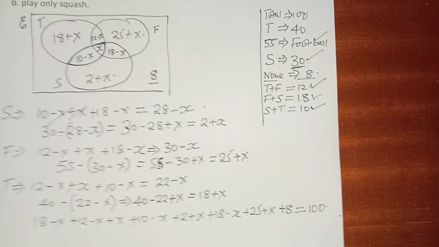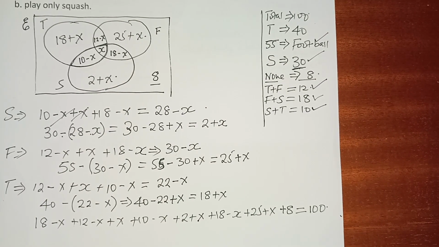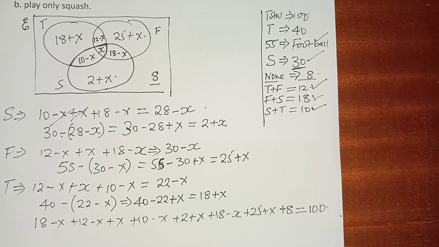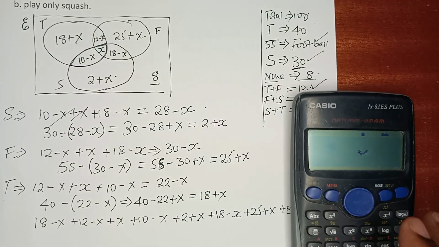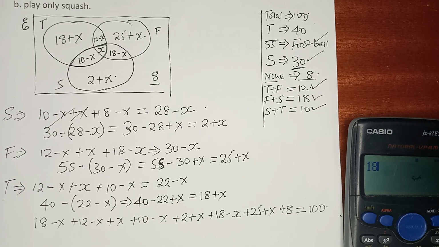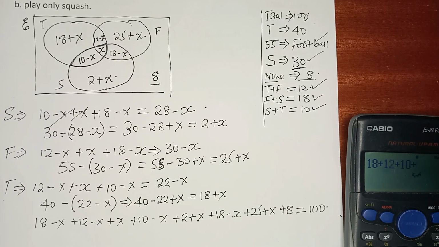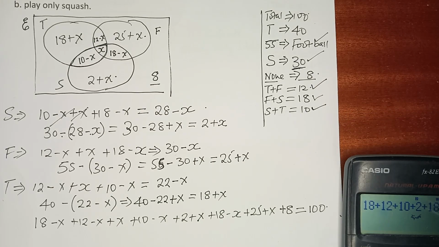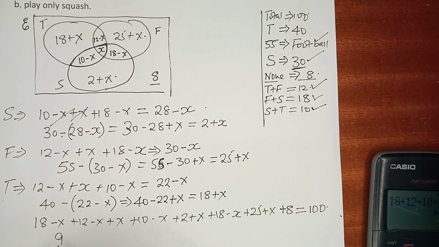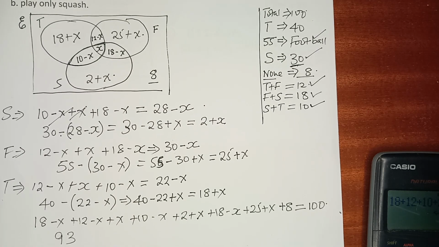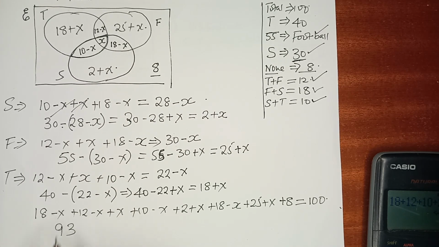Let us take all the whole numbers and we see what we have. 18 plus 12, let us have 18 plus 12 plus 10 plus 2 plus another 18 plus 25 plus 8 equals 93. We have 93. What about x now?